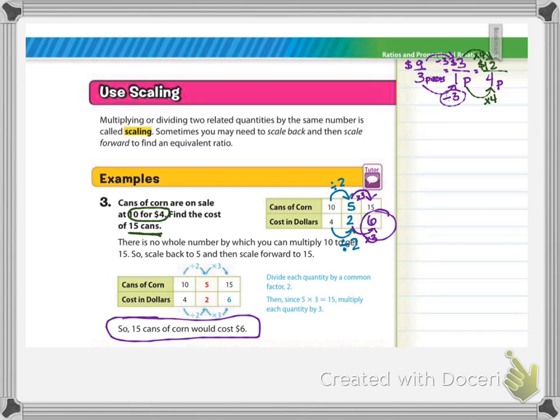So in this example, we had to scale down. Scale down meaning we had to make our number smaller. And then we scaled forward, or scaled up, I tend to use, because then we had to make our numbers bigger.